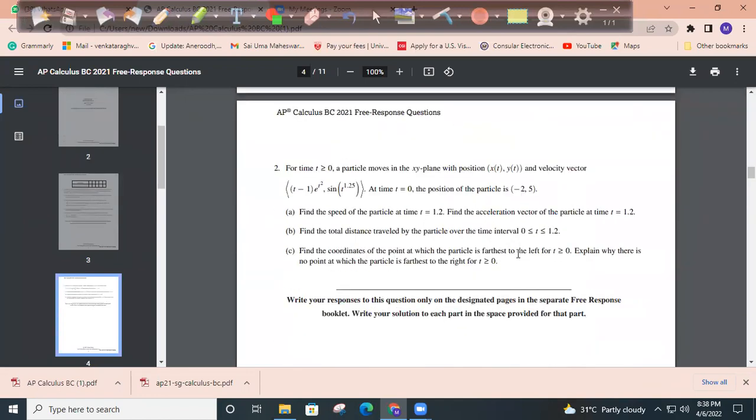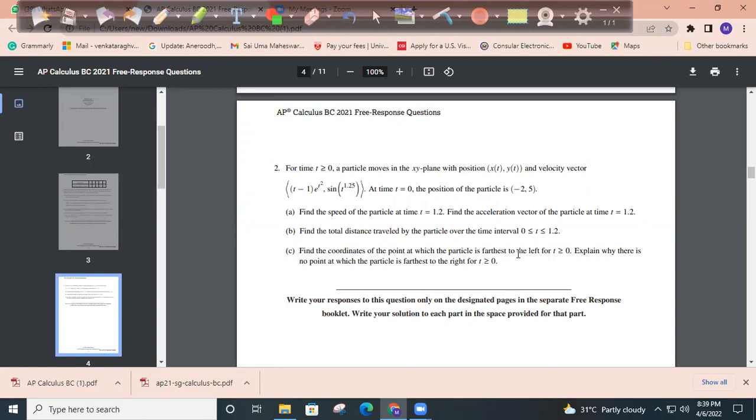Generally, they give questions based on parametric speed, velocity, and acceleration functions, or parametric functions, as question number 2 in the calculator model. In most of the papers, you can see that. Velocity vector. They gave that for a time t greater than or equal to 0, a particle moves in the xy plane with position x of t and y of t, and they gave the velocity vector.